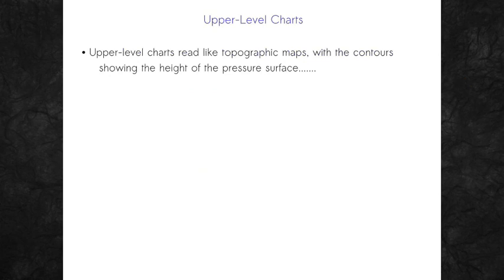Okay, this is actually what I just said. Upper level maps read like topo charts, where the contours represent height of the pressure surface above sea level.